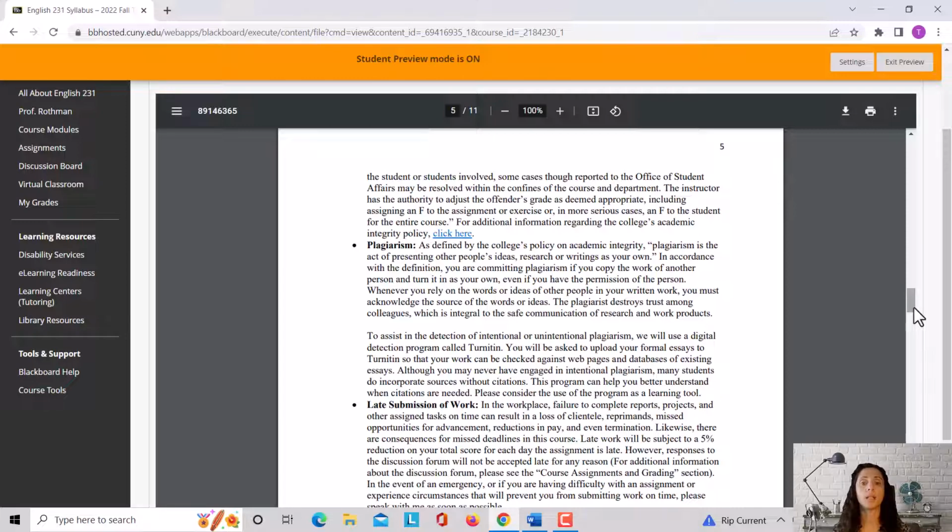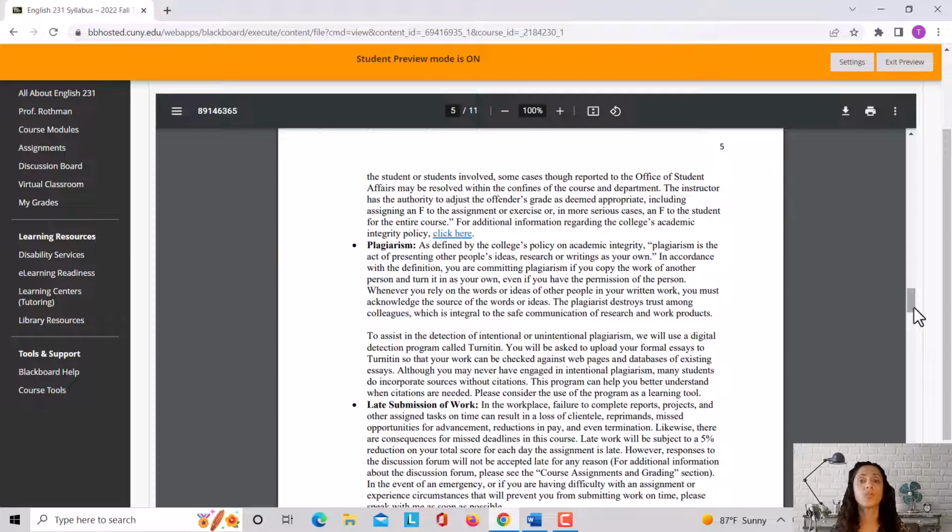Plagiarism. As defined by the college's policy on academic integrity, plagiarism is the act of presenting other people's ideas, research, or writings as your own. In accordance with the definition, you are committing plagiarism if you copy the work of another person and turn it in as your own, even if you have the permission of the person. Whenever you rely on the words or ideas of other people in your written work, you must acknowledge the source of the words or ideas.